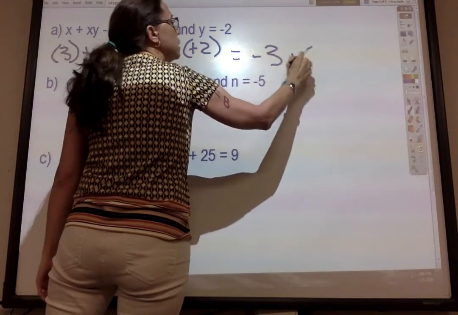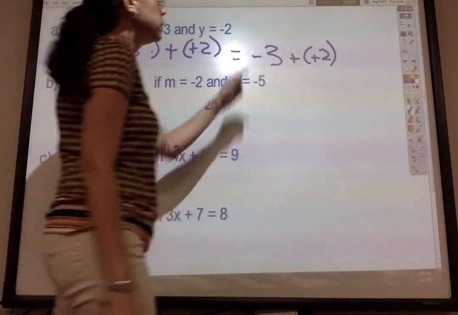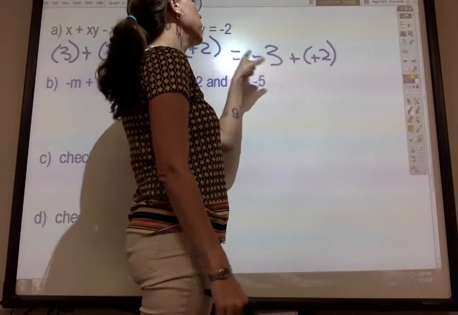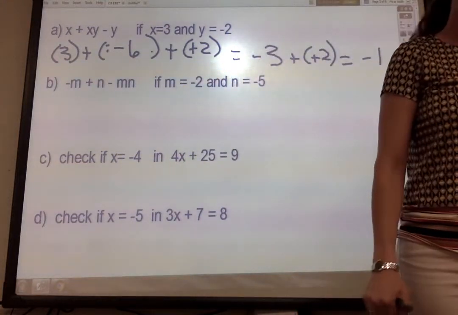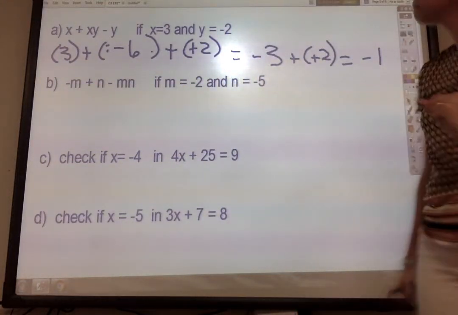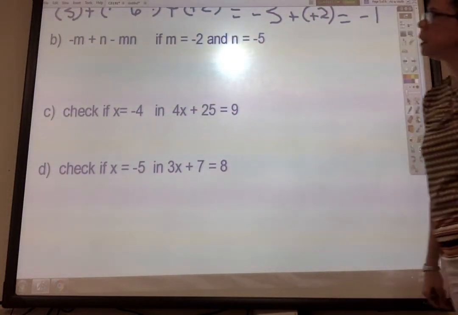Negative 3 plus positive 2. Opposites subtract. Subtract a 3 and a 2, I get 1. I keep the sign of the bigger one. My final result is negative 1. Okay? B. They gave us using m's and n's this time.